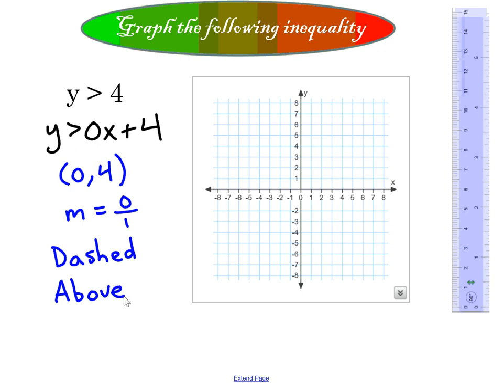Now let's go ahead and graph this. So I start at (0, 4). That's right here. My slope tells me to rise 0 and run 1. So I rise 0, run 1, rise 0, run 1, rise 0, run 1. And you can probably see that it is simply making a straight line like so. So I'm going to go ahead and make a dashed line.